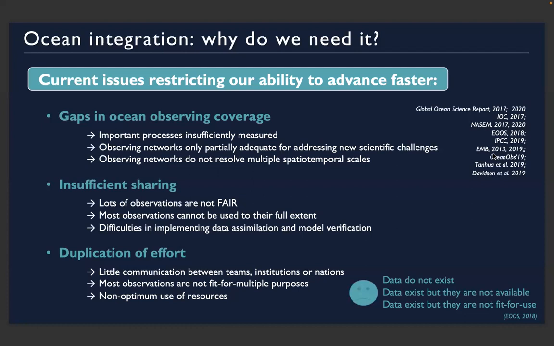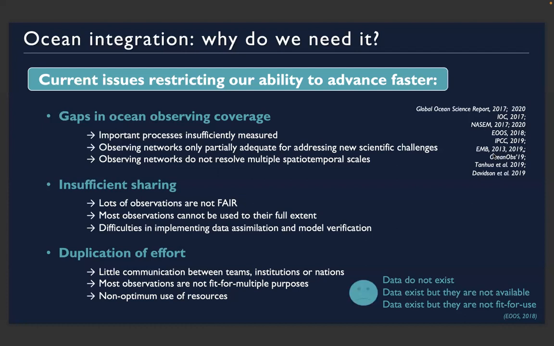The second problem is that there is insufficient sharing. Lots of observations are not FAIR. Most observations cannot be used to their full extent, and this creates a lot of difficulties in implementing data assimilation and model verification, for example.